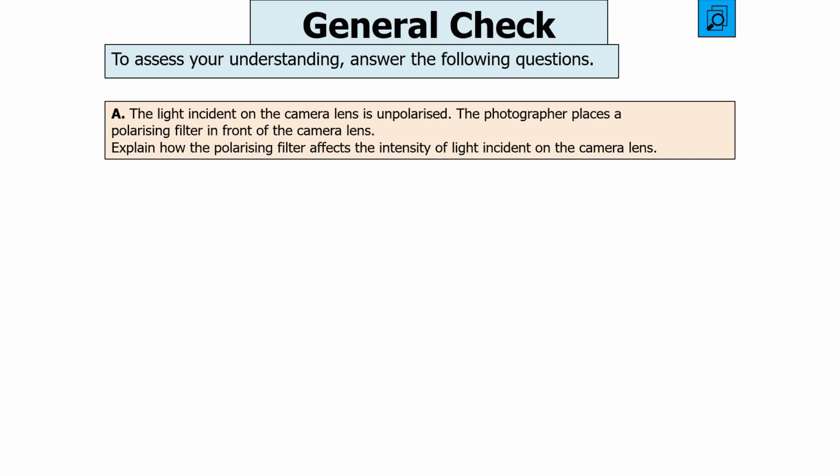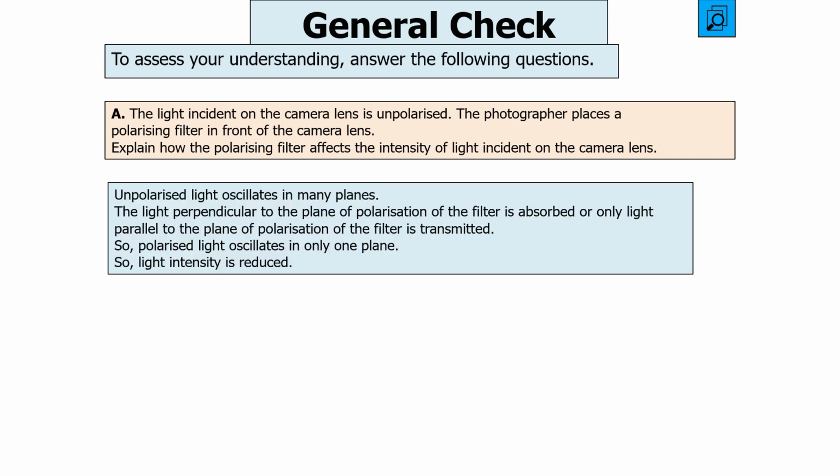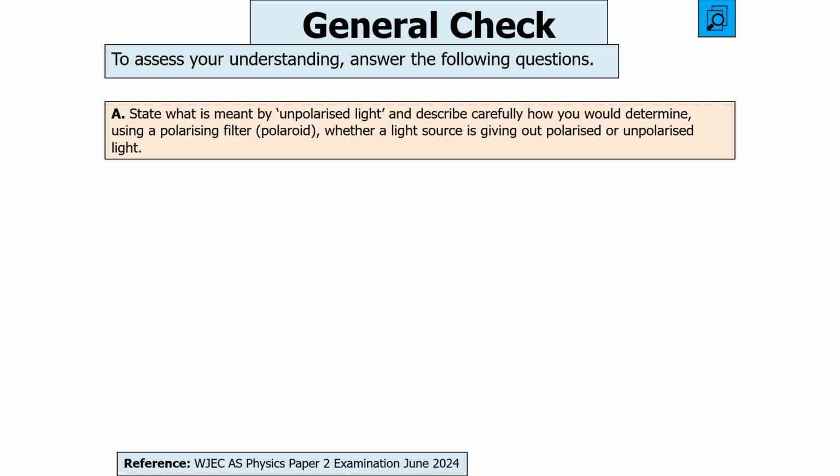Well, when we look at this answer, unpolarized light oscillates in many different planes. Now, the light perpendicular to the plane of polarization of the filter is absorbed, and only the light parallel to the plane of polarization of the filter is transmitted. So this tells us that the polarized light will only oscillate in one plane, so therefore our light intensity is reduced.